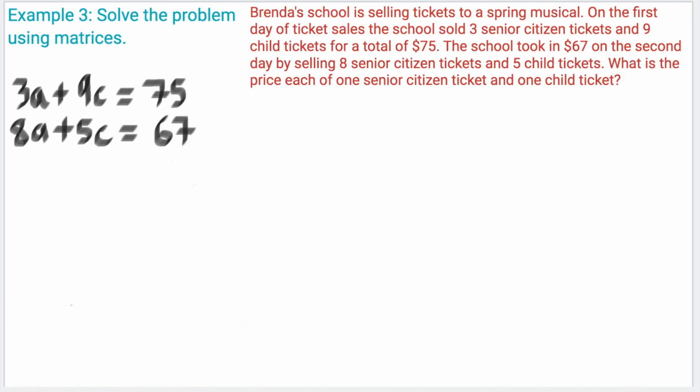So the third example reads, Brenda's school is selling tickets to a spring musical. On the first day of ticket sales, the school sold 3 senior citizen tickets and 3 child tickets for a total of $75.